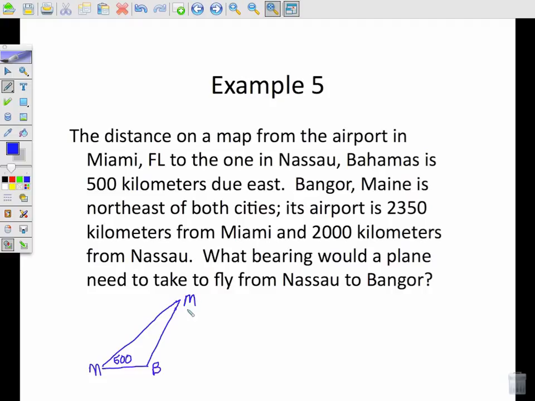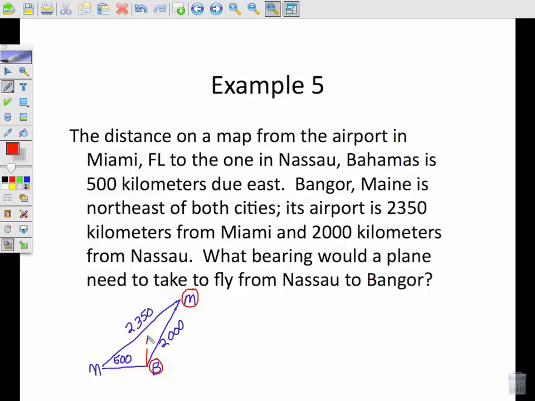And this is going to be Bangor, Maine. The distance here from Miami is 2,350, and the distance here from the Bahamas was 2,000. So we know all three sides. Now the question is, what is the bearing? What bearing would a plane need to fly to go from Nassau to Bangor? So we need to figure out what this angle is, the bearing from the Bahamas to Maine.